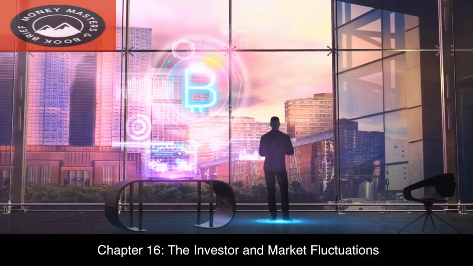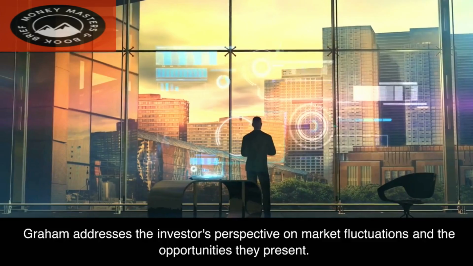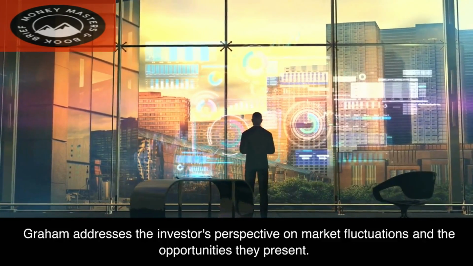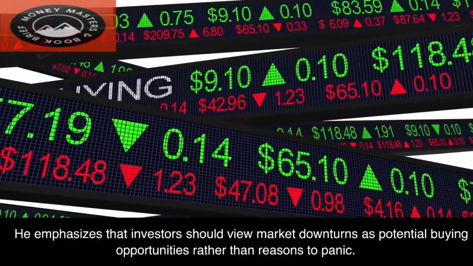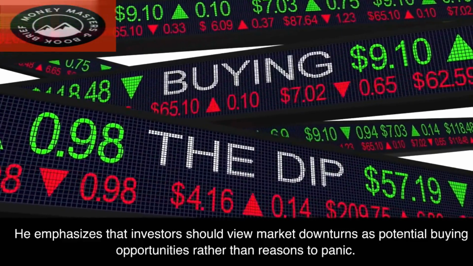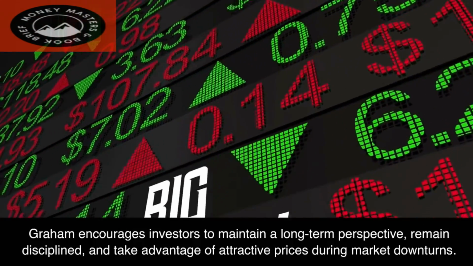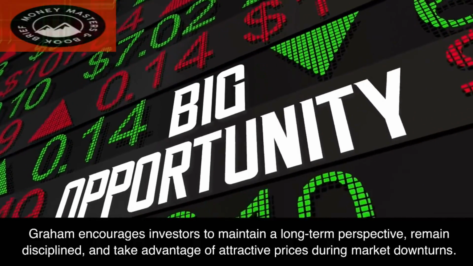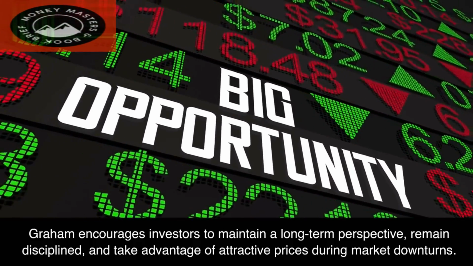Chapter 16. The Investor and Market Fluctuations. Graham addresses the investor's perspective on market fluctuations and the opportunities they present. He emphasizes that investors should view market downturns as potential buying opportunities rather than reasons to panic. Graham encourages investors to maintain a long-term perspective, remain disciplined, and take advantage of attractive prices during market downturns.